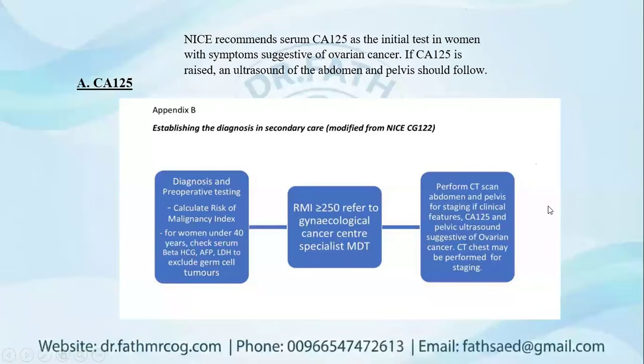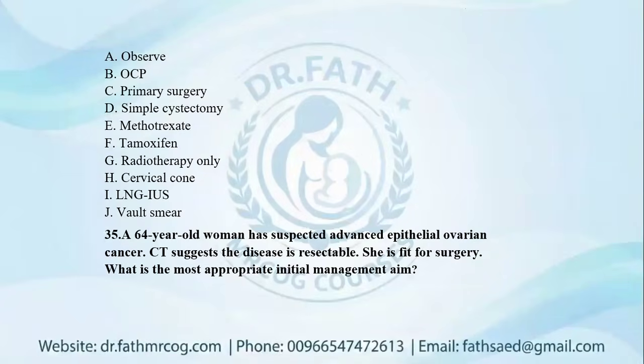And after that they will perform CT scan abdomen and pelvis for staging. And if clinical CA 125 and pelvic ultrasound suggest ovarian cancer, CT chest may be performed for staging. First you will do CT abdomen and pelvis, and after that you will do the chest to complete the staging with these symptoms. But if they answer CA 125, most of the cancer is in elderly patients, you will check the CA 125, you think maybe the patient has epithelial ovarian cancer.